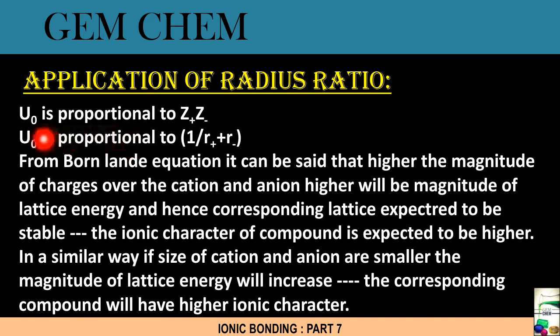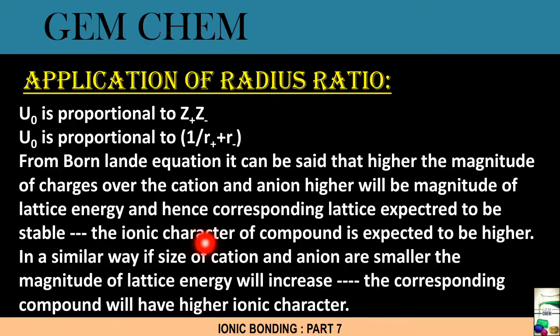Now see here, U0, that is lattice energy, is proportional to the Z plus Z minus product, and U0 is also proportional to 1 by R plus R minus. From the Born-Lande equation we can say that the higher the magnitude of the charges on the cation and anion, the higher will be the magnitude of lattice energy, and hence the corresponding lattice is expected to be stable from this relation. The ionic character of the compound is also expected to be higher. From this we can conclude that the more the lattice energy, the more will be the ionic character.